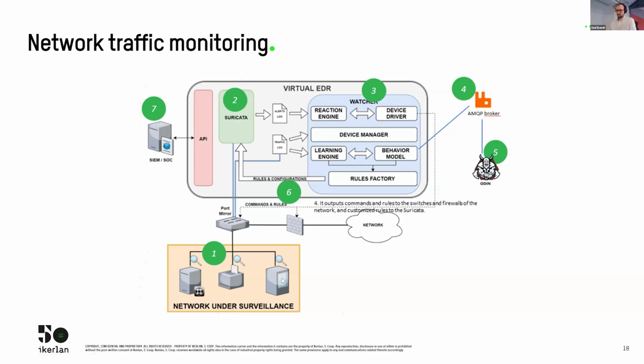So Odin, after receiving this information, can decide if a response is needed, and if the response is required, it will send a message back to the broker to the virtual EDR and will create an extra rule in the Suricata server so that it can block that data further on. And after this continuous process of network monitoring, the rules that are created and the current rule set can be exported to SIEM and SOC services. So this further helps the creation and maintenance of that monitoring service.